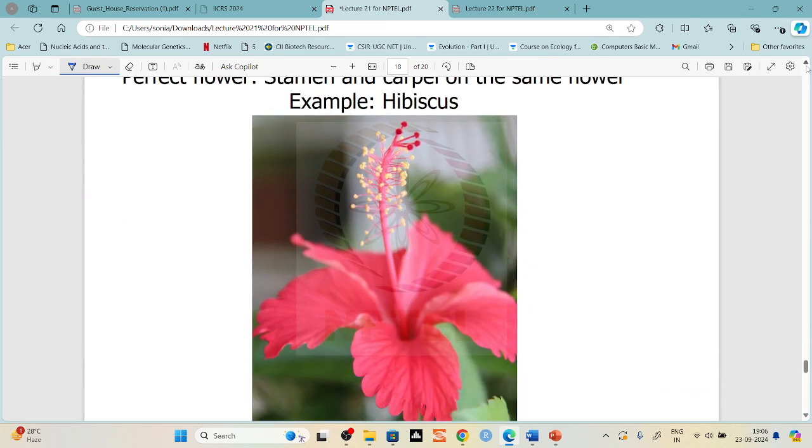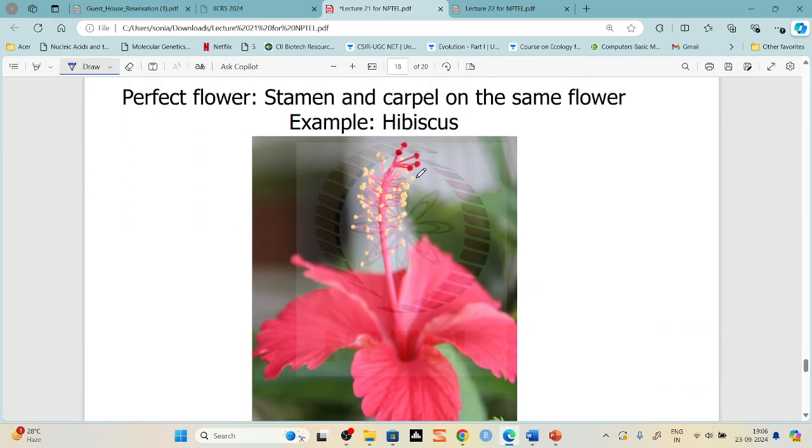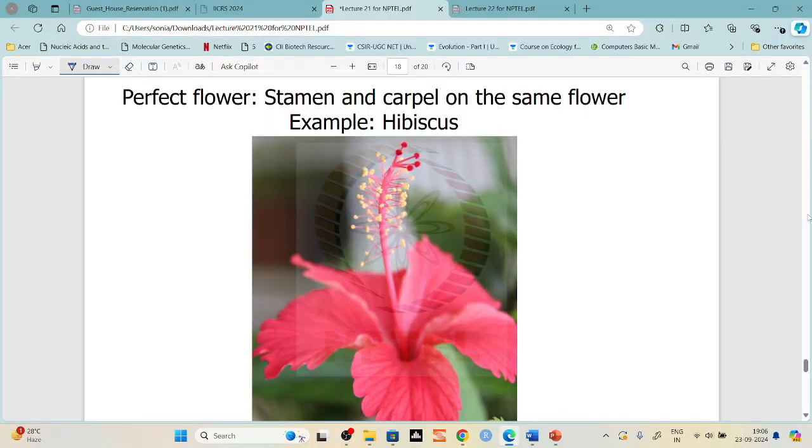You see hibiscus. This is your carpel and this is your stamen. So stamen and carpel both are present in the same flower. This is your hibiscus plant.